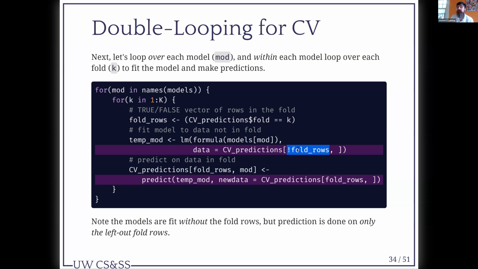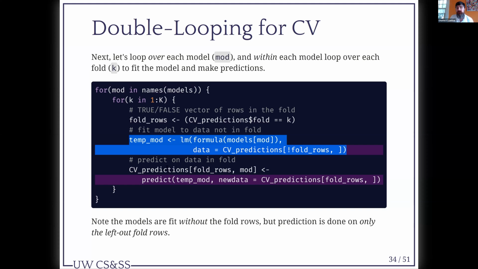The exclamation point takes all the trues and turns them to falses, and it takes all the falses and turns them to trues. If you subset something by trues and falses, it keeps the trues and discards the falses. So the result of this is that this data frame is the CV predictions data frame with all of the fold rows removed, right? This is what we wanted to do in our procedure. Take the CV prediction data, drop the 30 rows in that fold, and fit a model to it. It's the same model as before, but it's only fit on 270 observations. We've dropped 30 of them out.